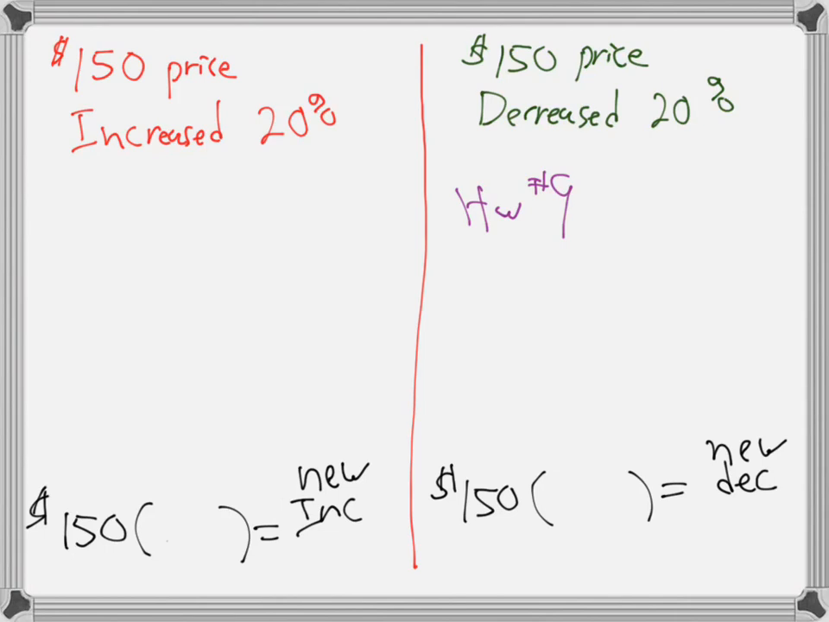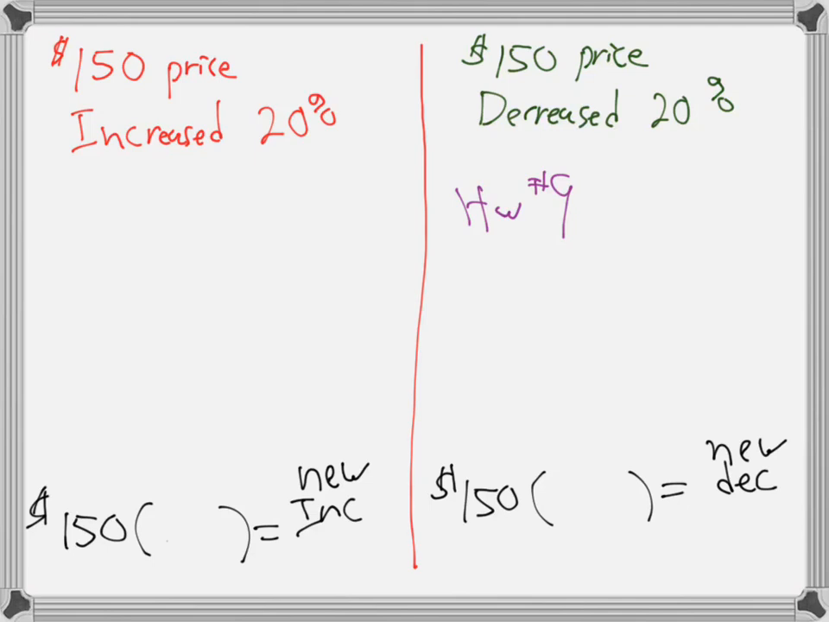And here's what I want us to be able to do. I want you to come up with a way that you can take $150 and multiply it by something to come up with the final answer, which you'll get however you get in a second. And then likewise, a way you can take $150 and multiply by one thing and come up with the decreased price. Does that make sense what our goal is?